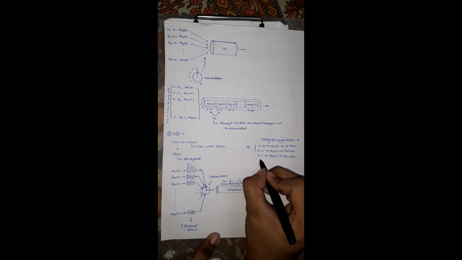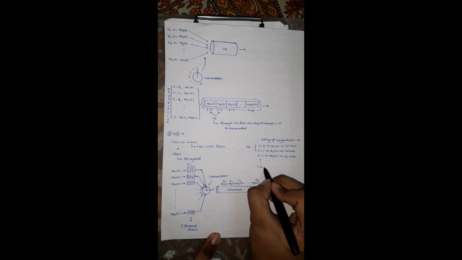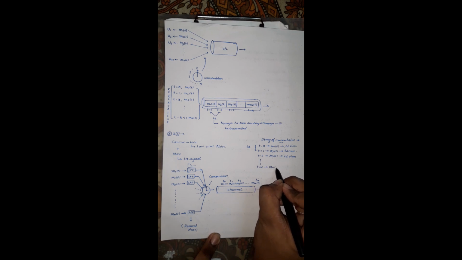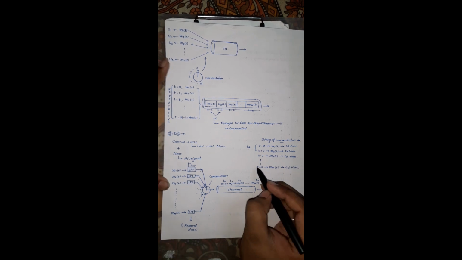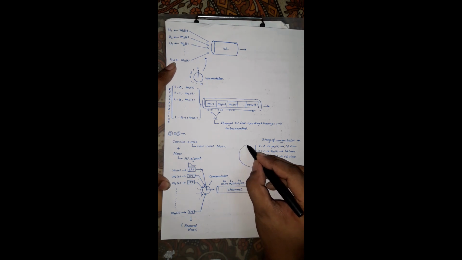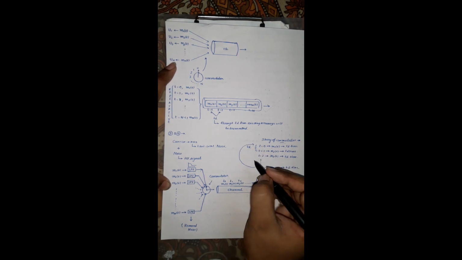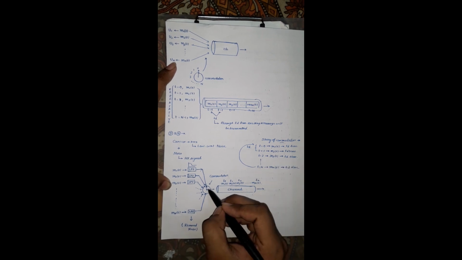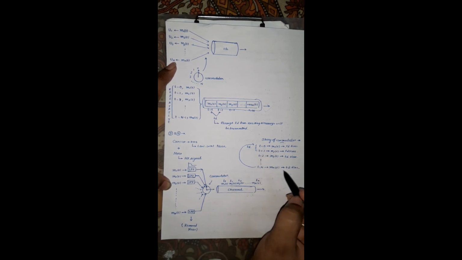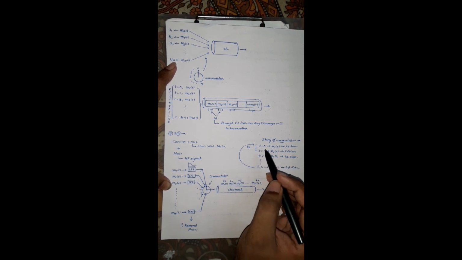Now what will happen after t equal to n? Suppose at t equal to n the message n has been transmitted. After t equal to n the same process will be repeated. That means after t equal to n the commutator will start again from t equal to 0. After transmitting the nth message, it will again look up m1t, that is the first message.